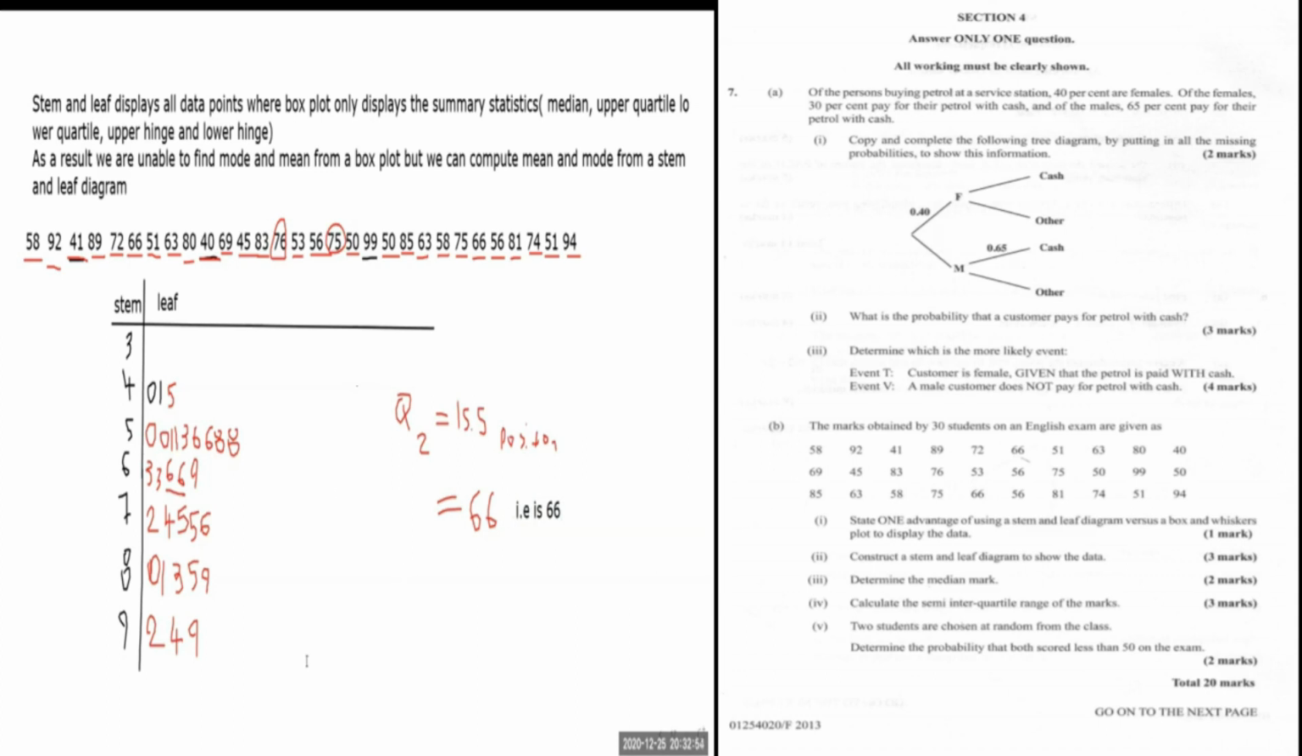Then it says now, calculate the semi-interquartile range. First and foremost, the semi-interquartile range is going to be equal to the interquartile range divided by 2. That's semi-interquartile range. And so to find the interquartile range, it's going to be Q3 minus Q1, over 2.